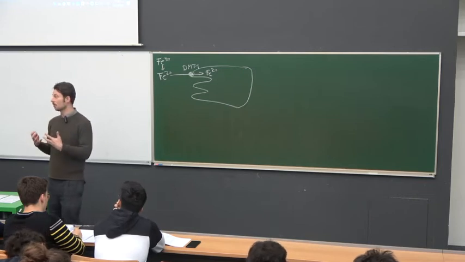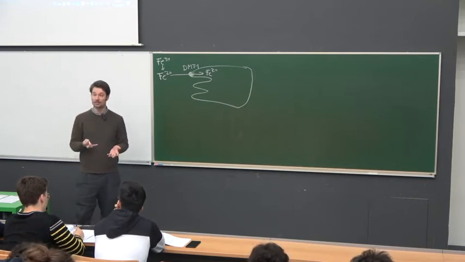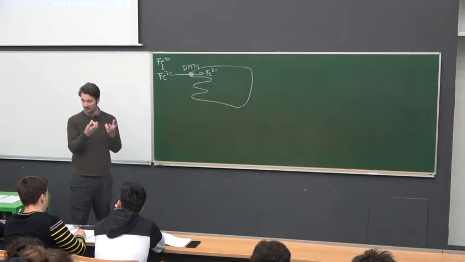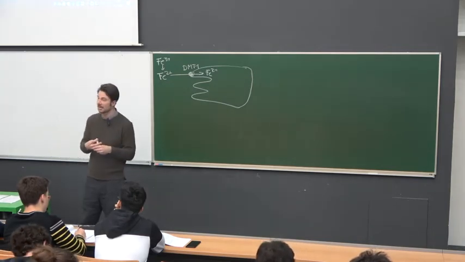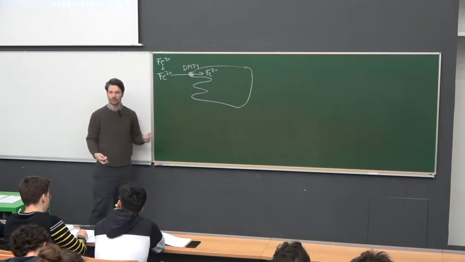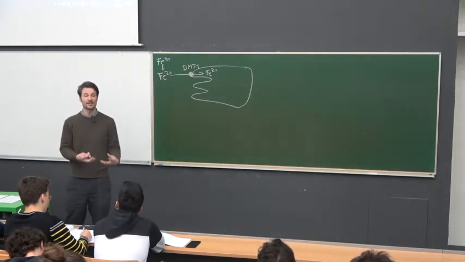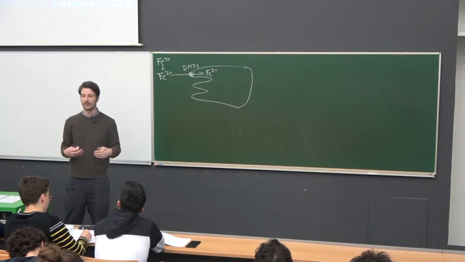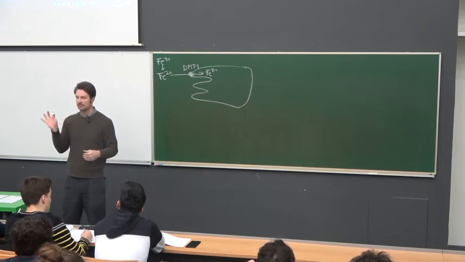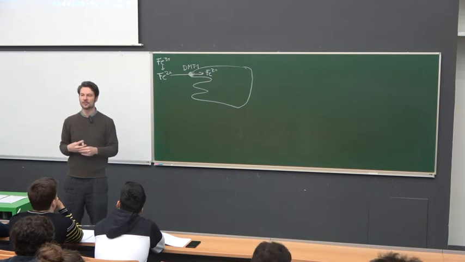So if the diet contains reducing agents, these can increase the reduction of iron 3 to iron 2, and in this way they can increase the absorption of iron from the diet. Do you have any suggestions of what kind of reducing agents might be present in our diet?